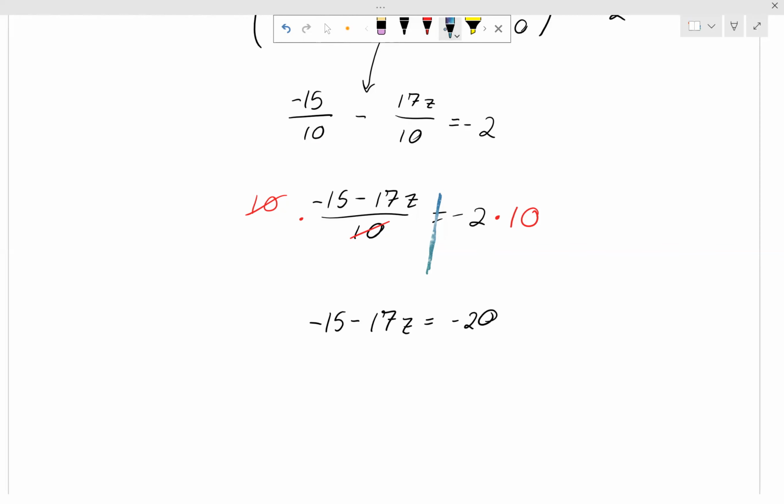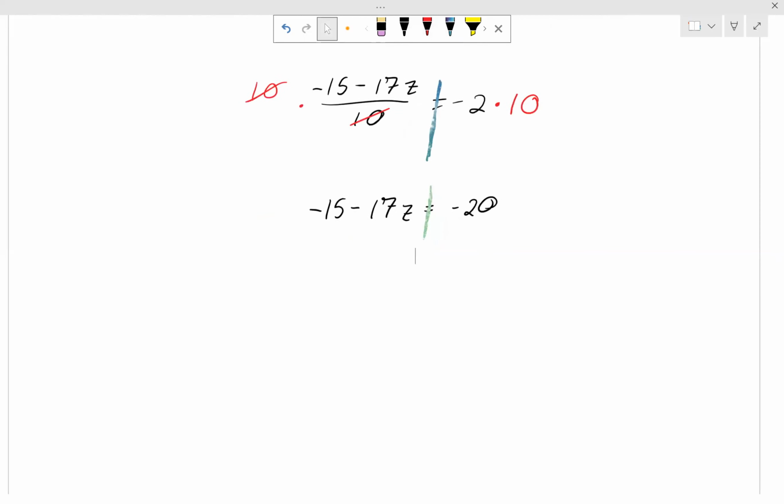All right, I'm going to draw my little line again. Whatever I do to the left-hand side, I have to do to the right-hand side. I'm going to add 15 so that these cancel out. On the left, this plus 15 and minus 15 will cancel. And I'll be left with negative 17z is equal to negative 5.